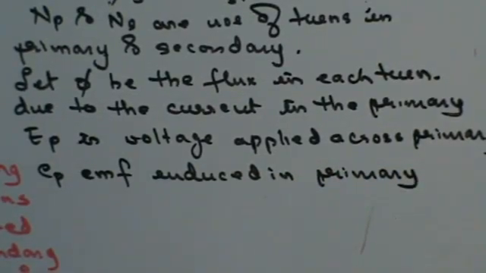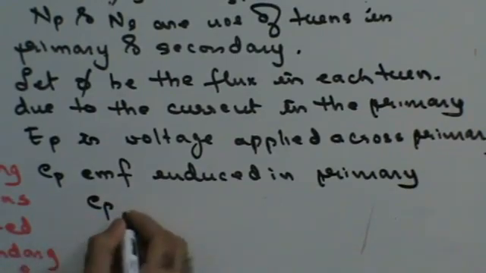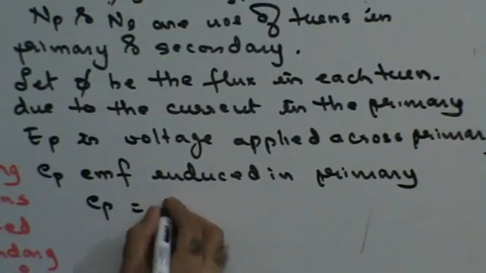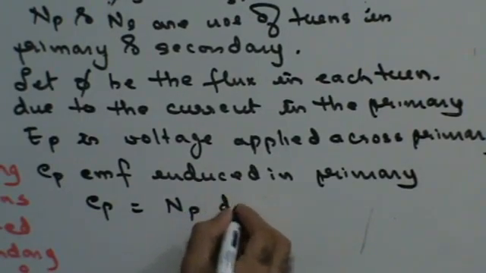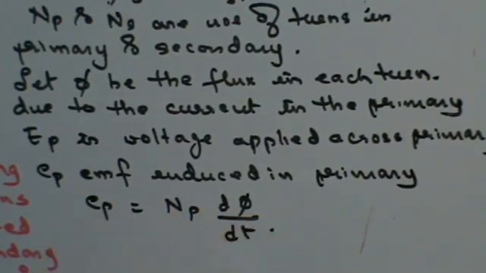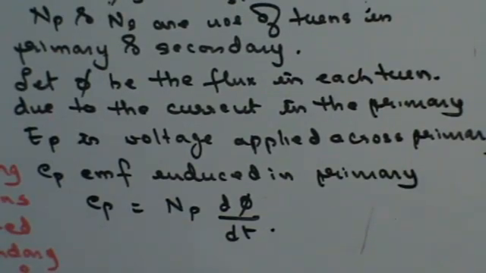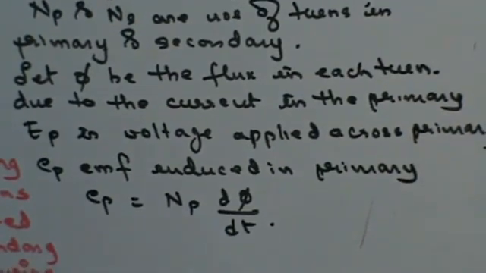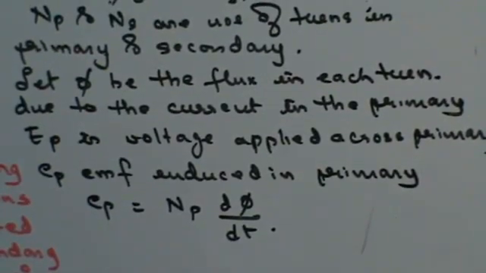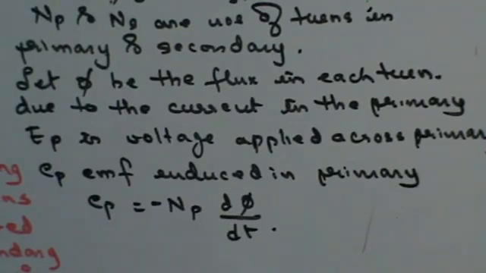Right? So in that case, the EMF induced in the primary is directly proportional to the number of turns in primary into the change in flux. The change in flux with time will give you the EMF induced by one turn. There are Np number of turns, so the total EMF induced will be the flux induced in one turn multiplied by the number of turns. Now since by Lenz's law the flux will oppose the source, I am going to put this negative sign. The negative sign indicates that the EMF induced will be in the direction opposite to the voltage applied.